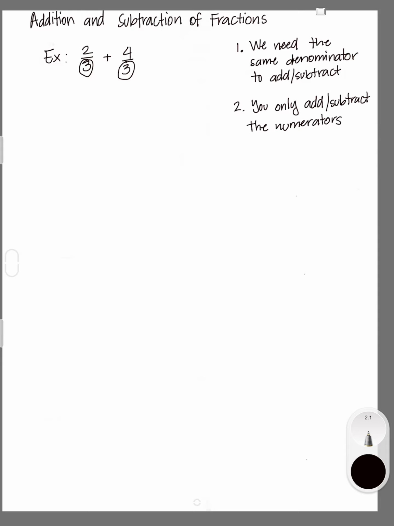So here in this case, we already have 3 in the denominator for both fractions. So this is going to become 2 plus 4/3. Notice how I wrote it in the same fraction. And this equals 6/3, which is equal to 2, right? 6 divided by 3 equals 2, and we know that a fraction means division.